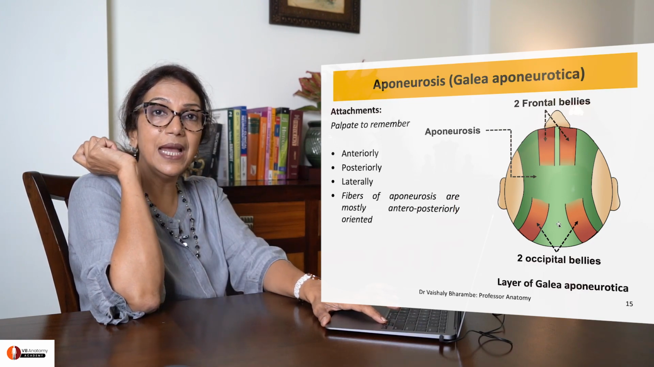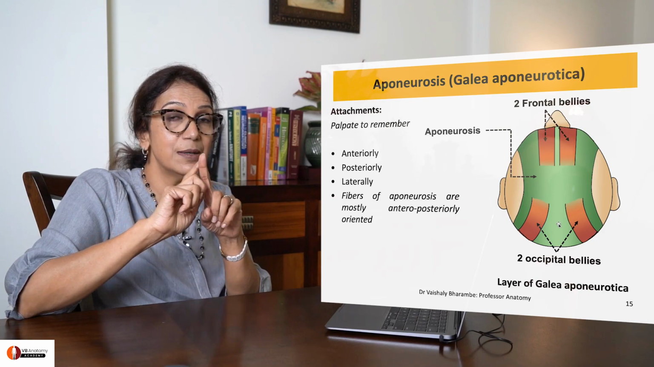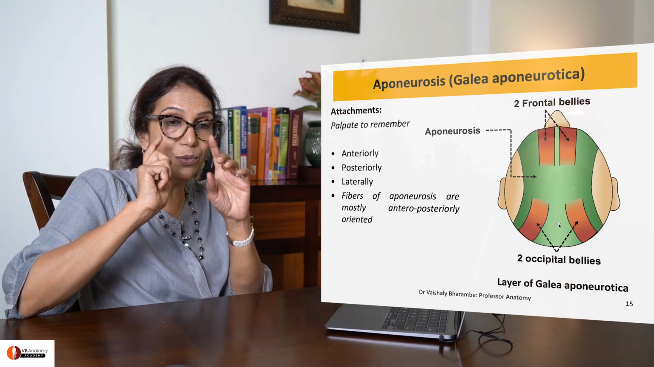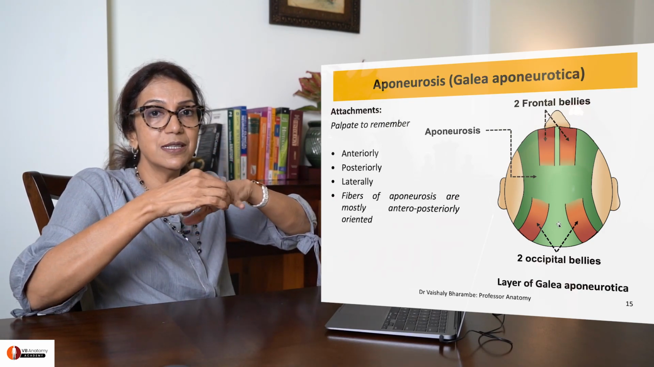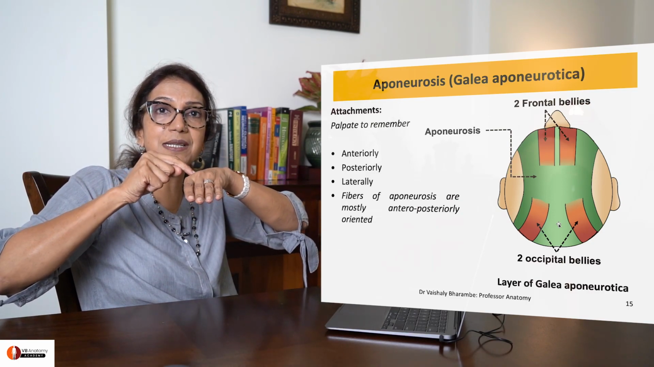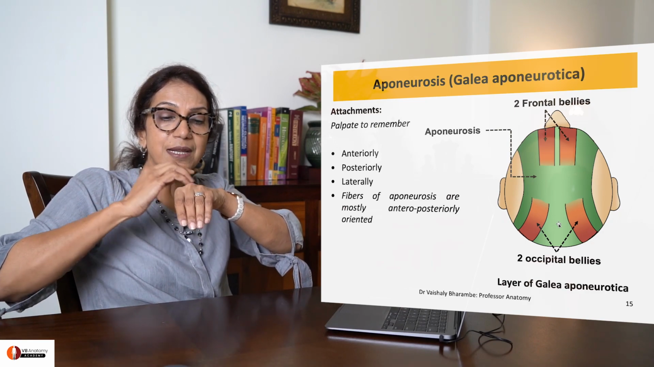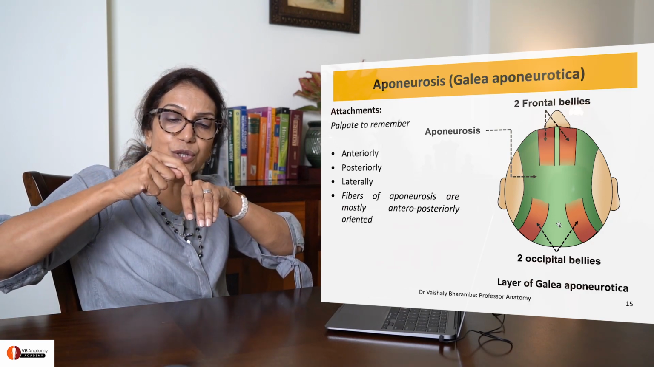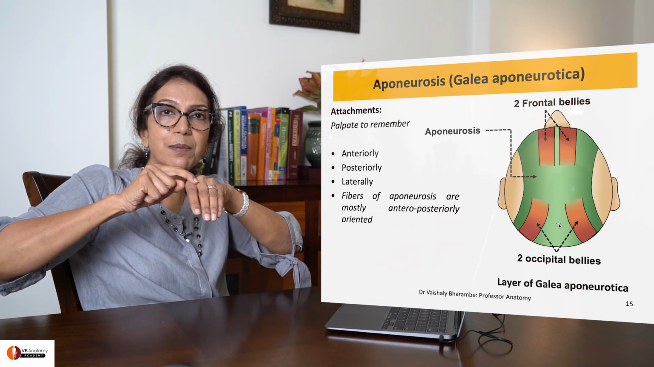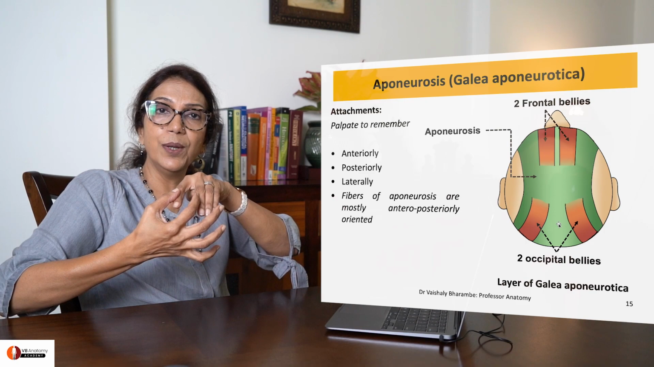Remember one thing, galeal fibers are oriented anteroposteriorly. Now this is something you have to understand, okay? You have to use your brain. Suppose this is my Galea Aponeurotica, the fibers are longitudinally placed. Here is my frontalis, here is my occipitalis, okay? Suppose the injury is longitudinal, along the direction of fibers, then the injury does not gape, okay?